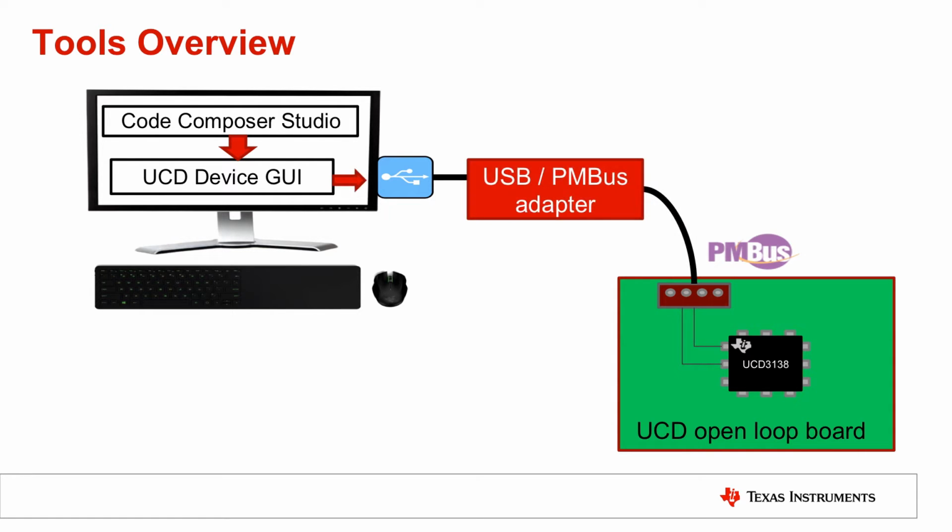The UCD's flash-based program memory is configured via its PMBus interface. PMBus is short for Power Management Bus. We will discuss this standard in more detail at a later stage. A USB to PMBus hardware adapter is required so that the UCD Device GUI can talk to the UCD device.